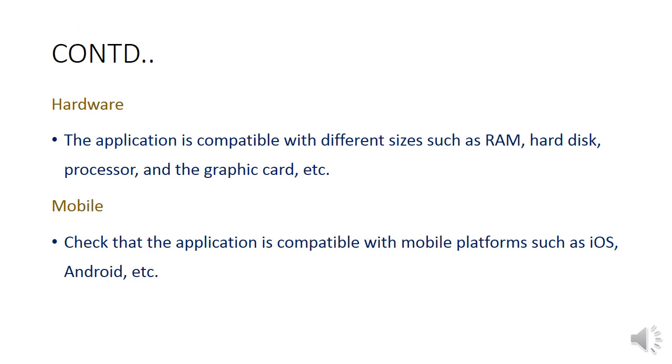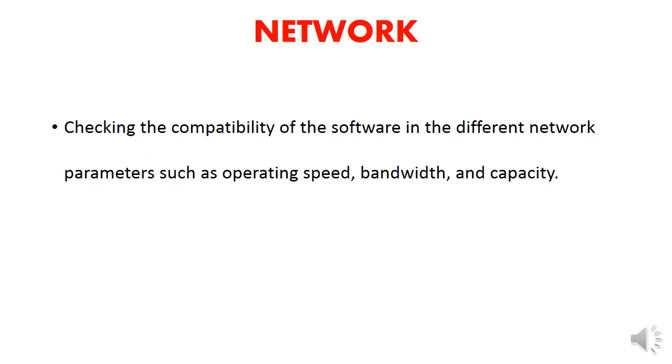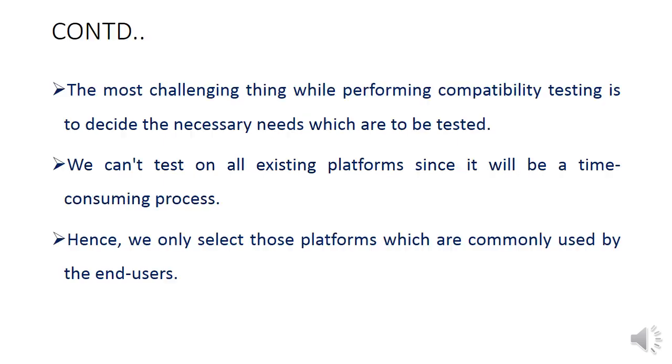So hardware: the application should be compatible with different configurations, such as whether the maximum RAM size is different. So it should work for 32-bit, 16-bit and 64-bit, 128. Likewise, we will be checking hardware. The capacity of the hardware and the processor varies, and the graphic cards that we are going to insert also vary. So mobile: we check that the application is compatible with mobile platforms such as iOS and Android. For network, we check the compatibility of the software in different network parameters such as operating speed, bandwidth and capacity.